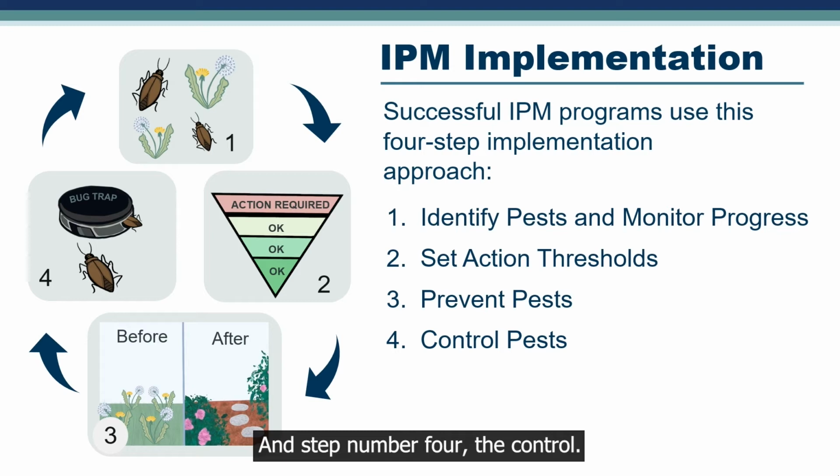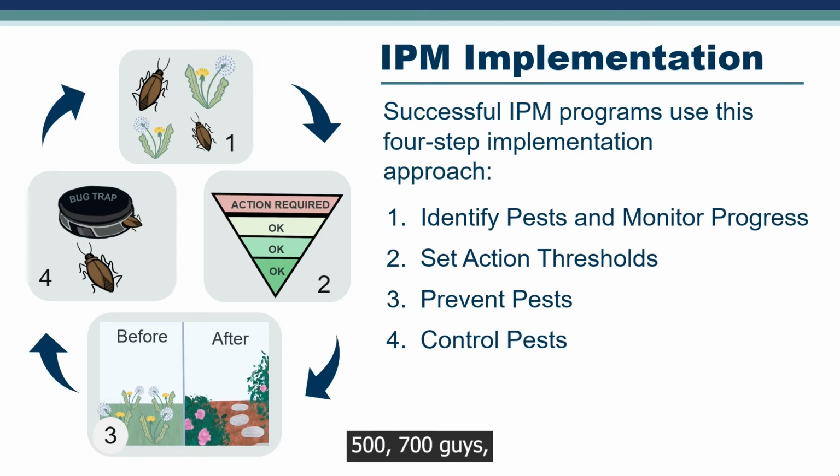And step number 4, the control, you're also going to find out that there are lots of options for you. We always want you to find the one that's going to target that criminal, whether it be a weed, a disease, or anything else that's going to target that guy. If you get something that says it's going to target 500, 700 guys, you are overshooting and you're now taking out all the beneficials and you're left with a bigger problem than you had before.